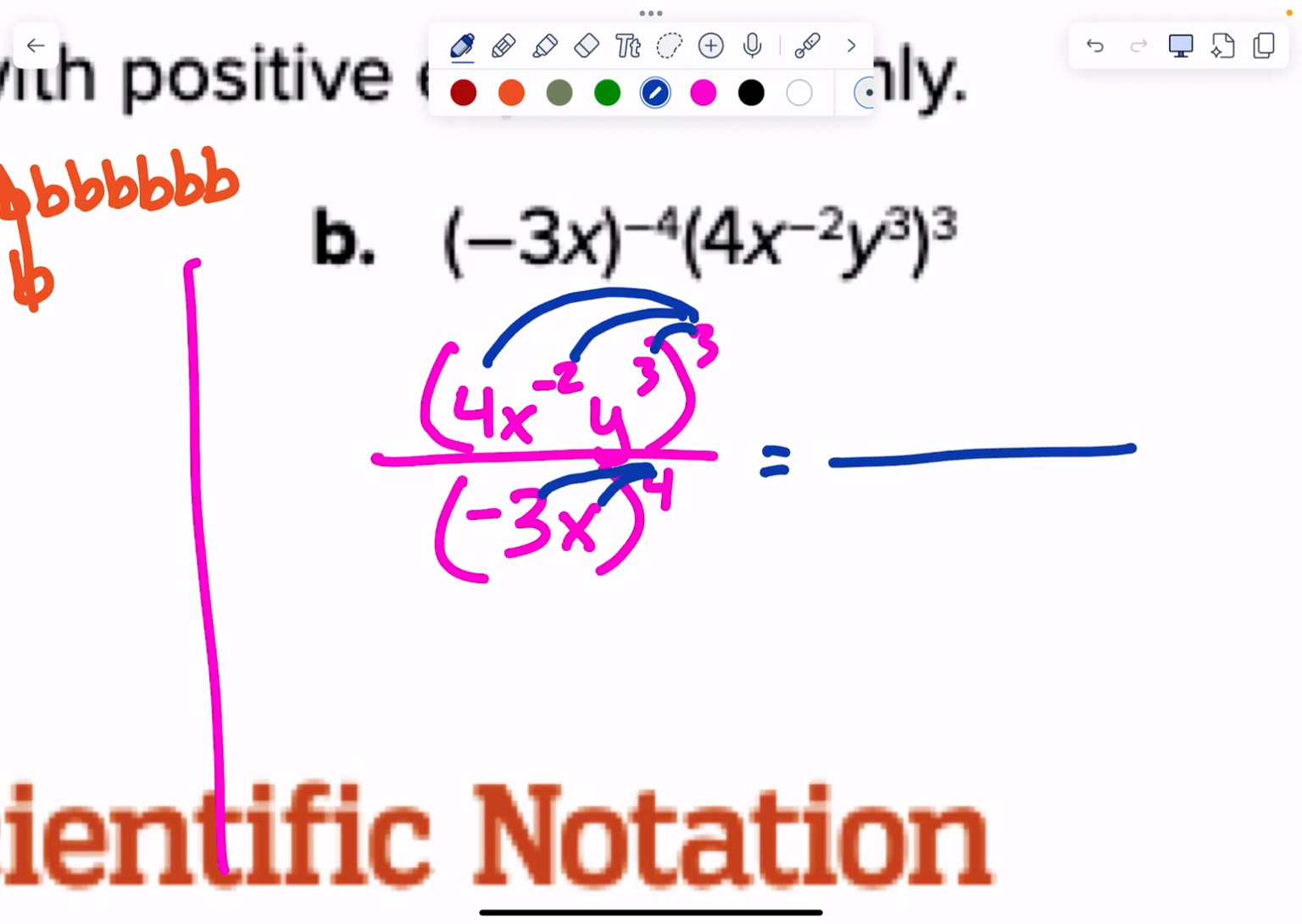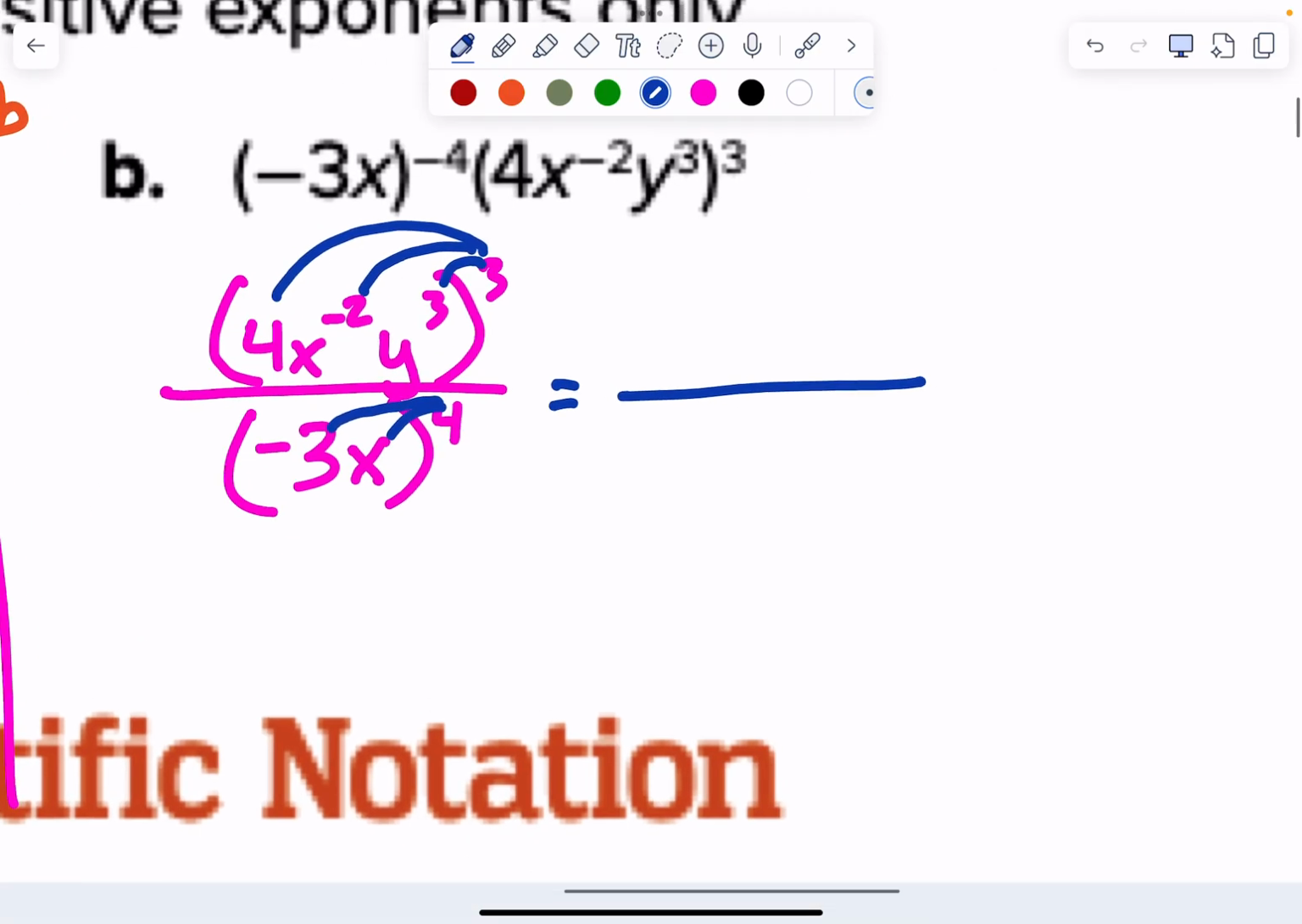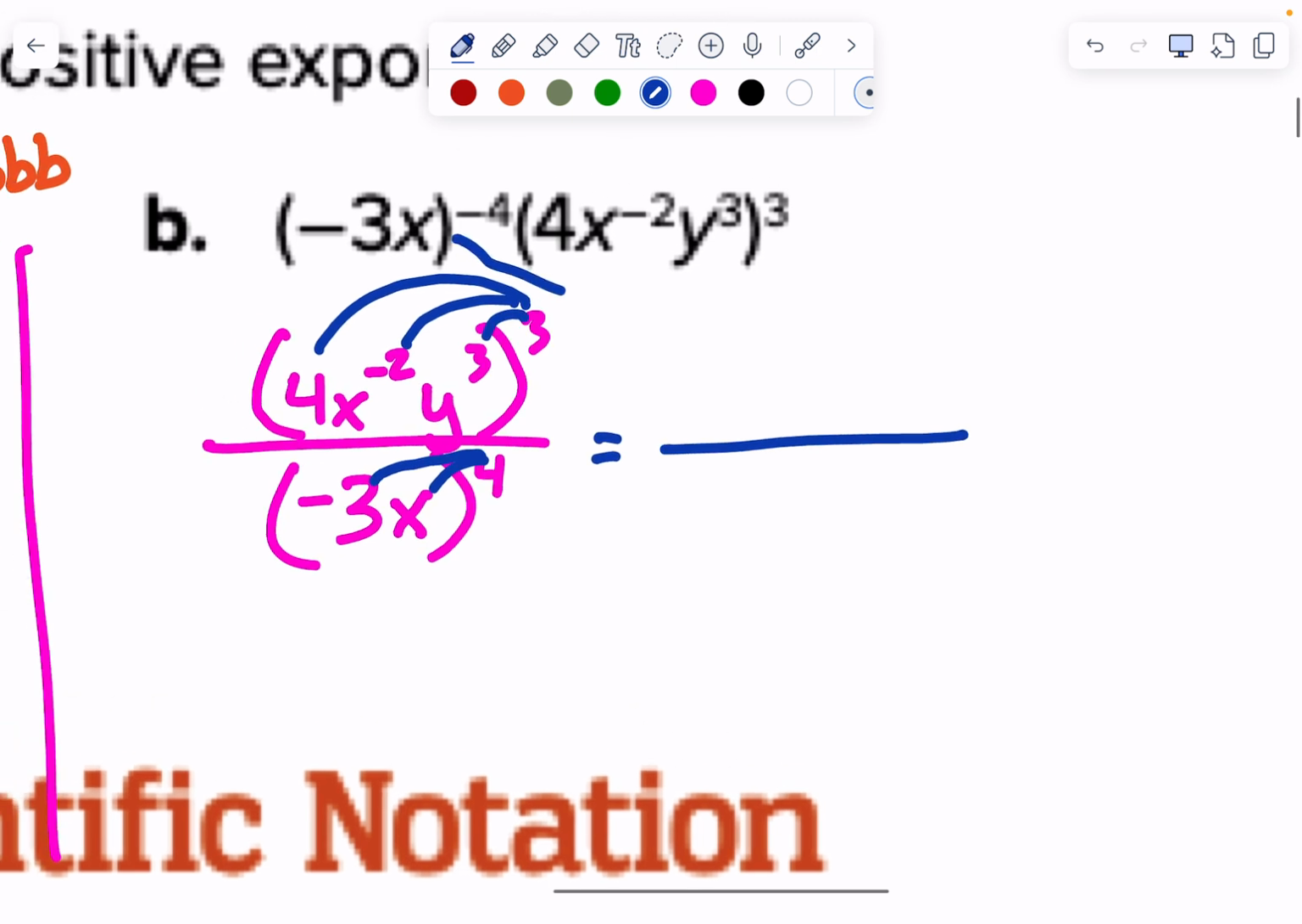Okay? What is 4 to the 3rd power? If we move it to the bottom, it's positive now. Right? 4 to the 3rd. So we're doing this top part right here. 4 to the 3rd power, this guy, he is 64. X to the negative 6th. Y to the 9th.